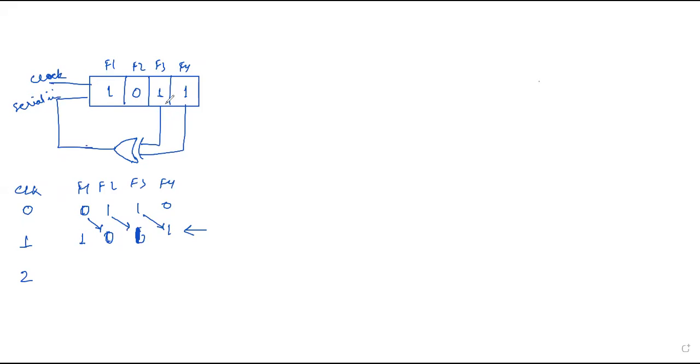For this one and this one, the output of the XOR gate will be 0. So here it will become 0, and this one will shift to F2. Is F1 0? Okay, so this 0 will shift to F3, and this one will shift to 1.